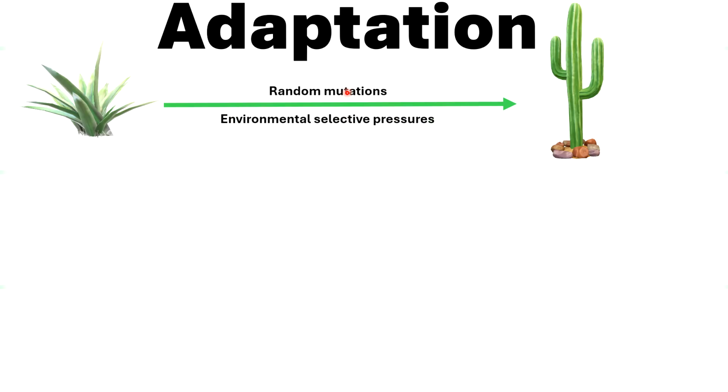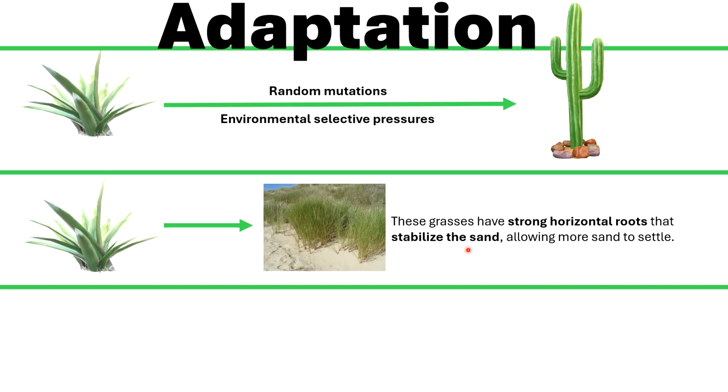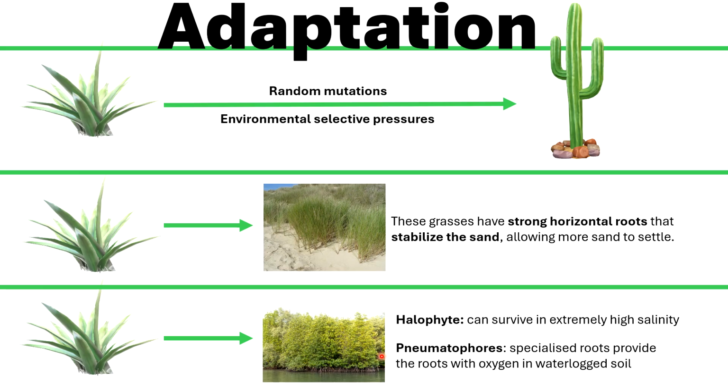So let's look at a few examples. First, we have these plants right here that you'll see at the beach. So essentially these grasses have strong horizontal roots that stabilize the sand, allowing more of it to settle, okay, and hence not killing the plant. Then we have mangrove trees. So they are halophytes, meaning they can survive in extremely high salinity, and they're also pneumatophores, so they have specialized roots that provide them with the oxygen in the soil full of water.